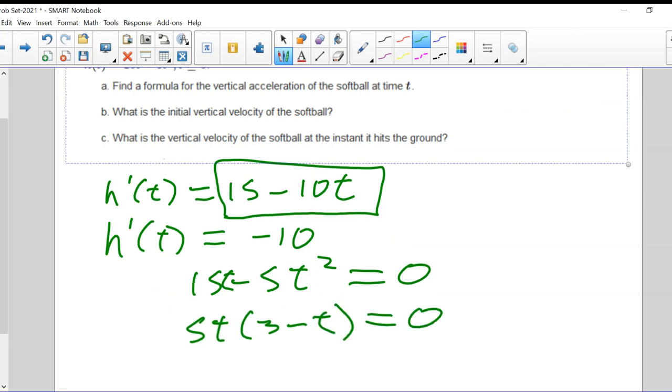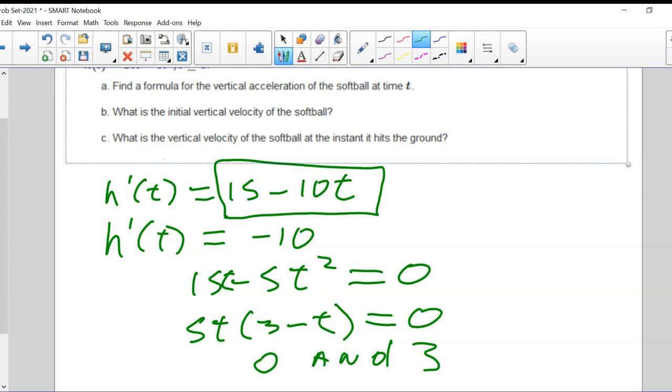And therefore, there are two times when the height is 0: 0 and 3. Well, one of them is at the start, right? Right at the very start, I obviously was on the ground. And then 3 seconds later, I'm back on the ground. So think of that ball, or softball, whatever it is, being shot up in the air, coming back down, and 3 seconds later, it's on the ground.